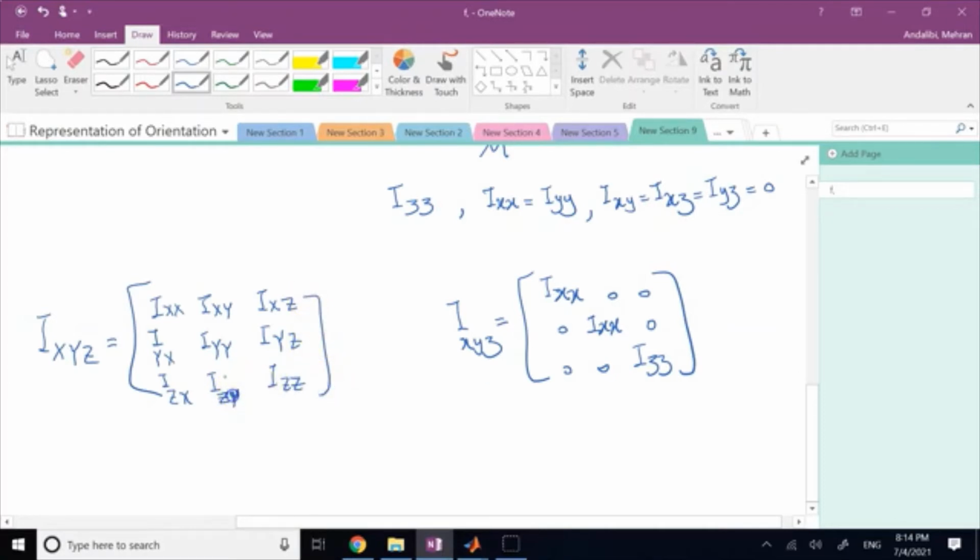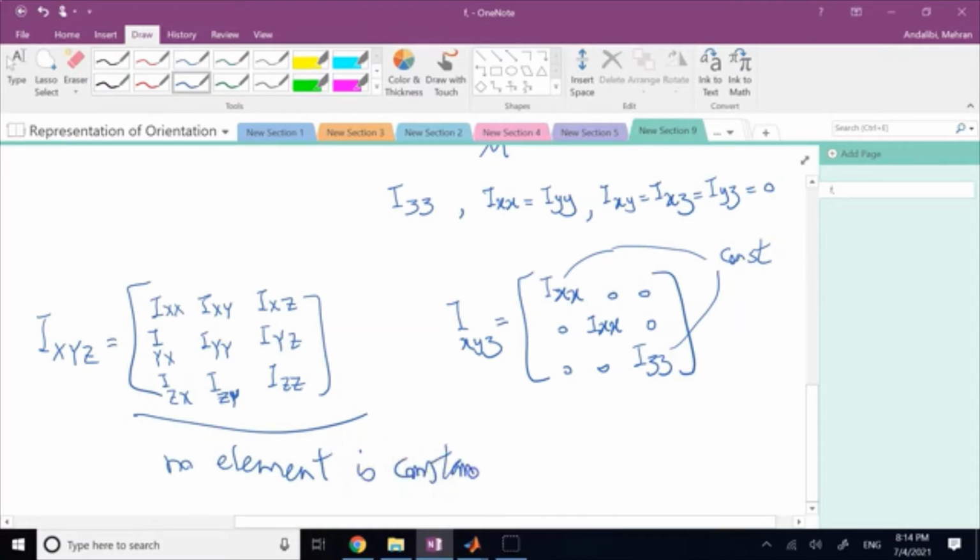So here I can say that this guy and this one, the only 2 numbers I need, are constant numbers. But here, no element is constant with respect to time.